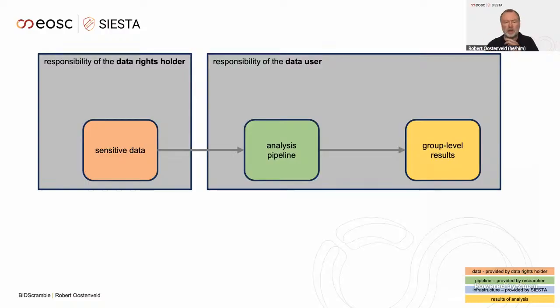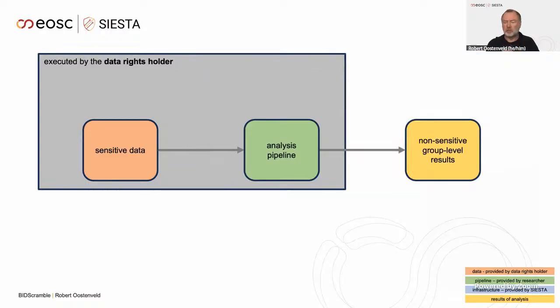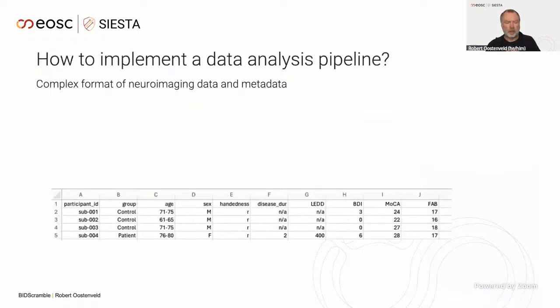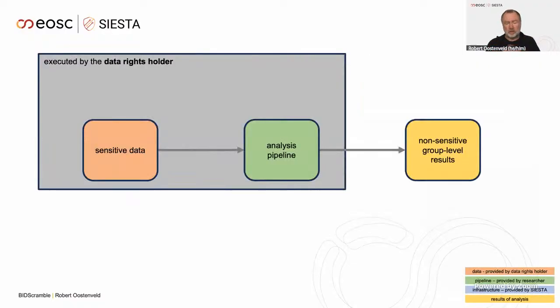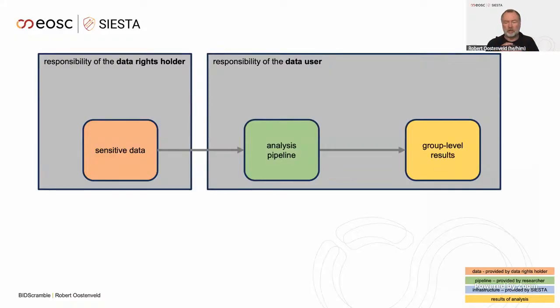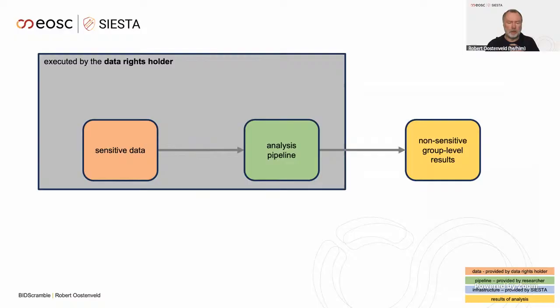What we do in federated analysis is that the analysis pipeline is implemented by the data user, is then subsequently handed over to the data rights holder, and the data rights holder executes the analysis pipeline on the sensitive data on their own premises and only shares the non-sensitive group level results. So if we look at this, the challenge is: how do we implement this analysis pipeline? I'm assuming here that it's a new research question, so there's no standardized analysis pipeline that simply can be executed. So the data user and the data rights holder have to work together in order to make this possible.